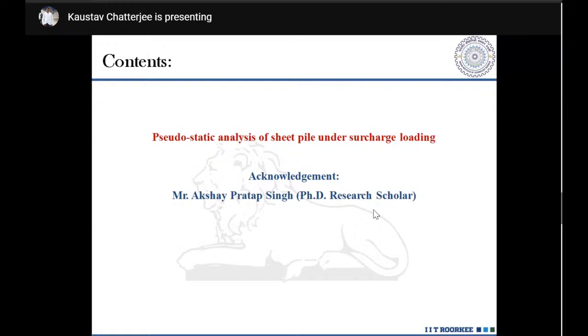Coming to the next part of the work, that is pseudostatic analysis of sheet pile wall under surcharge loading conditions. The next topic that has been done with this numerical modeling. And for this work, I want to acknowledge my present PhD research scholar, Mr. Akshay Pratap.